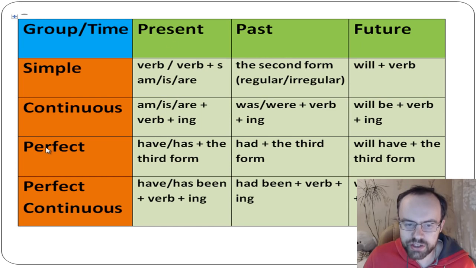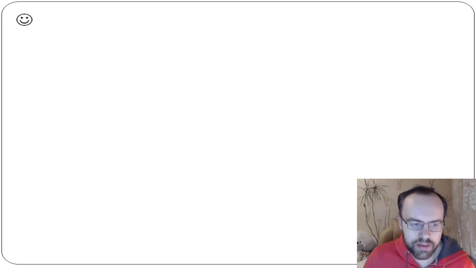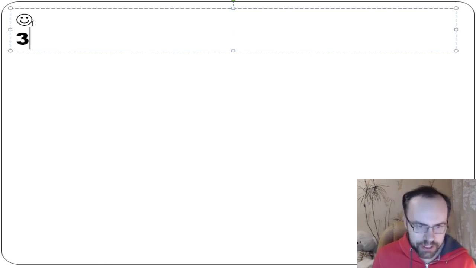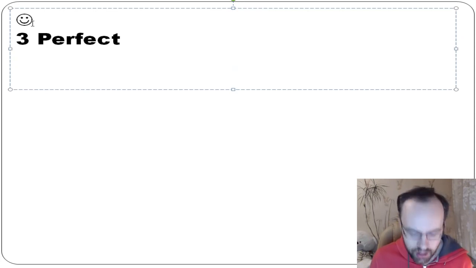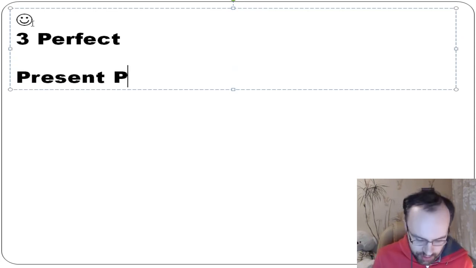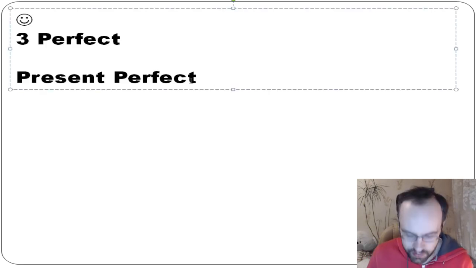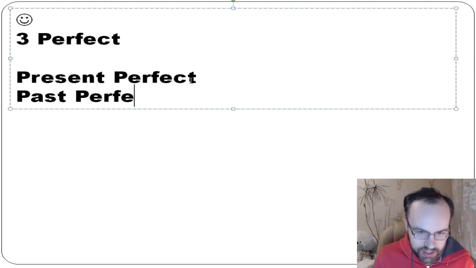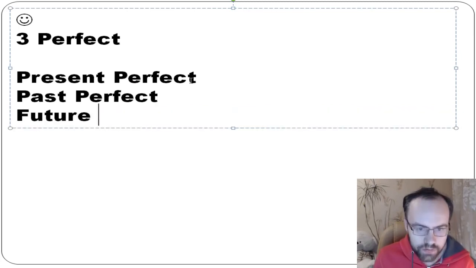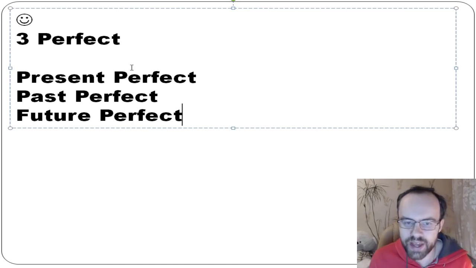Well, you also need to understand when we use the other two groups, perfect and perfect continuous. Okay, let's look at the third group. We call this group perfect. And again, we see present perfect. So there are three times, present, past, and future, and perfect. Present perfect, past perfect, and future perfect.